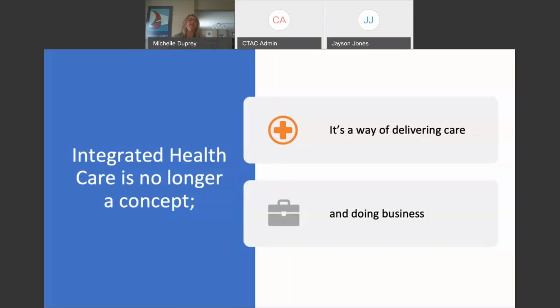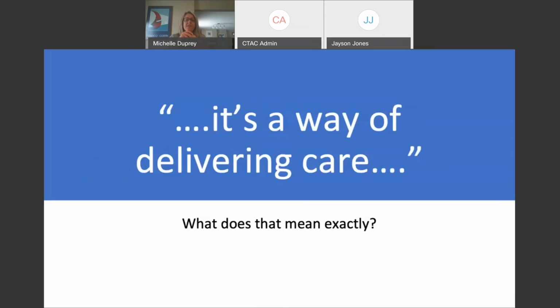So integrated healthcare is really, as I mentioned, not new. It's not even a concept anymore. It is a way of delivering care and doing business, and it's been around in a variety of different ways. The Veterans Administration has been doing integrated healthcare for 25, 30 years. It started in general in pediatrics, which is fantastic. And since then, there have been many different iterations and definitions of integrated healthcare. But it is a way of delivering care.